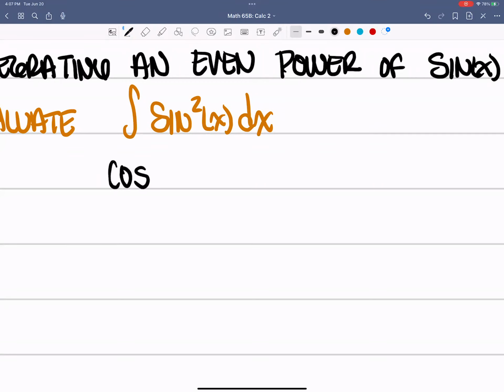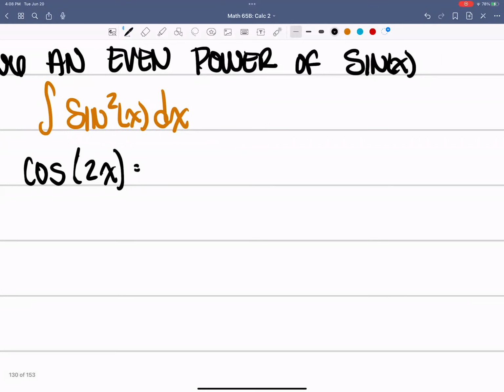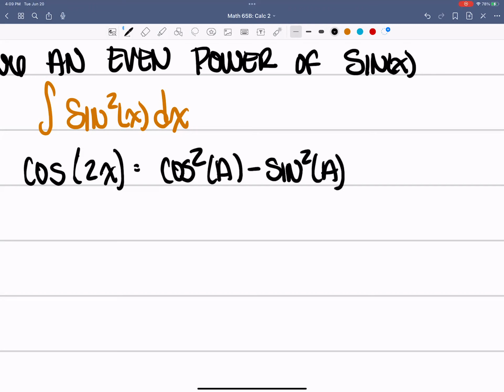So if we had cosine of 2x, like a double angle, there were a couple of different ways that we were able to write this. One of the ways was cosine squared a minus sine squared a. Actually, not x, let's just change this to a.